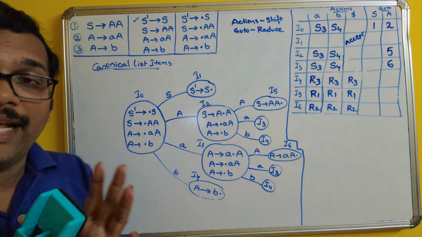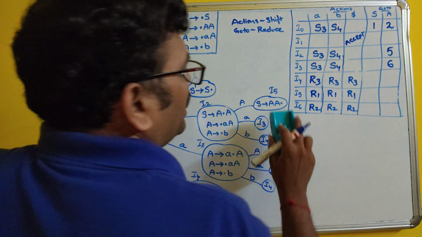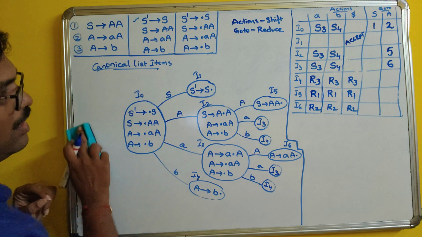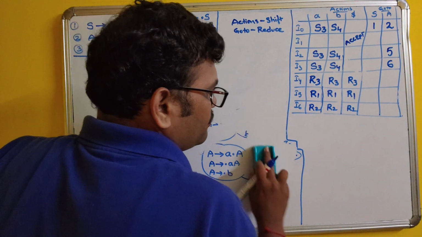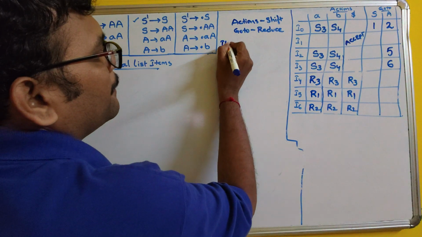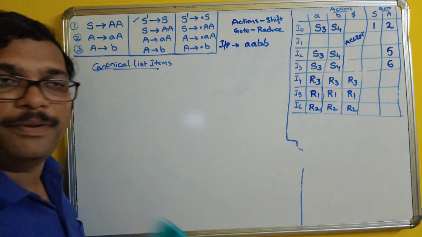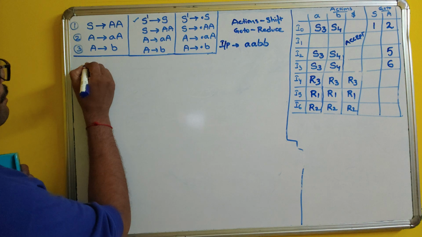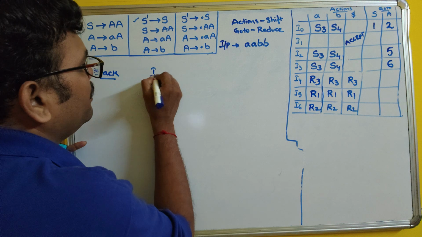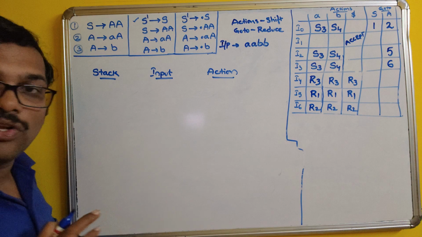Now the next step is we have to take one string and parse that particular string. I'll erase this one, because I hope you have noted this down. The next step is we have to parse this input string. I'll take the input string as a b b. Now consider the string. Here let us consider a stack, the input string and the action. This is also very important.